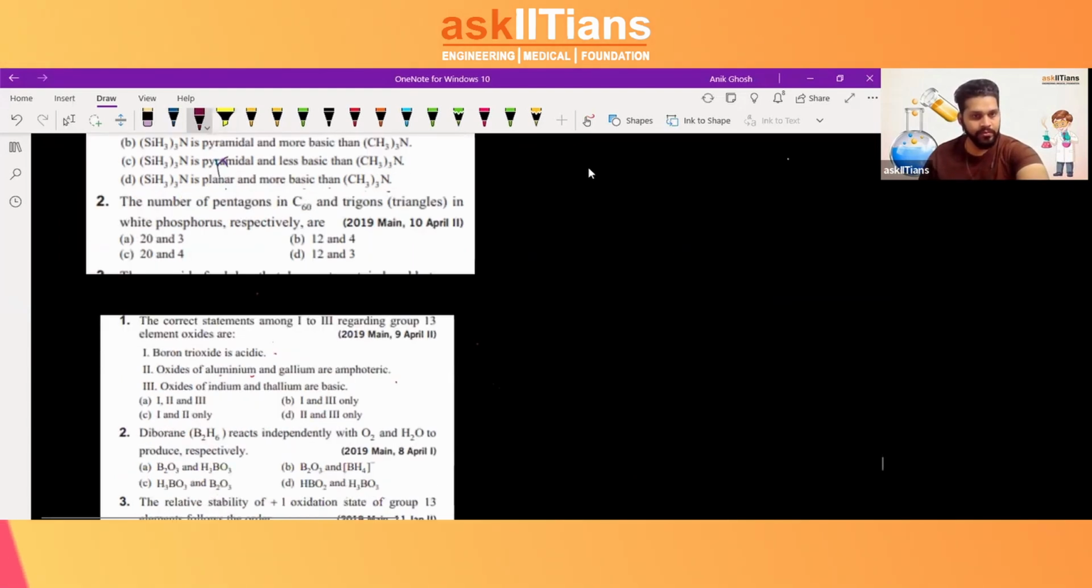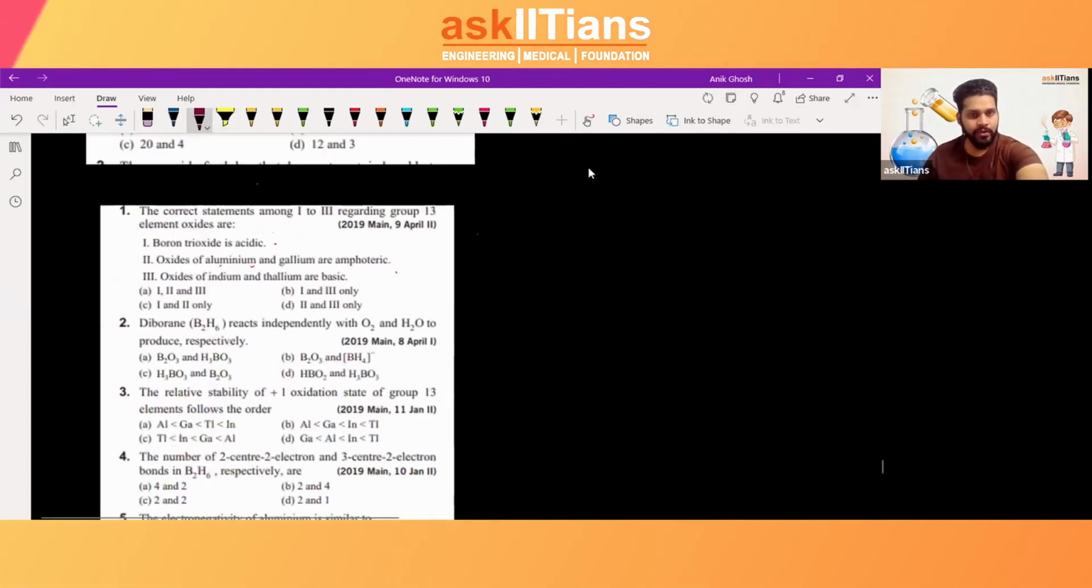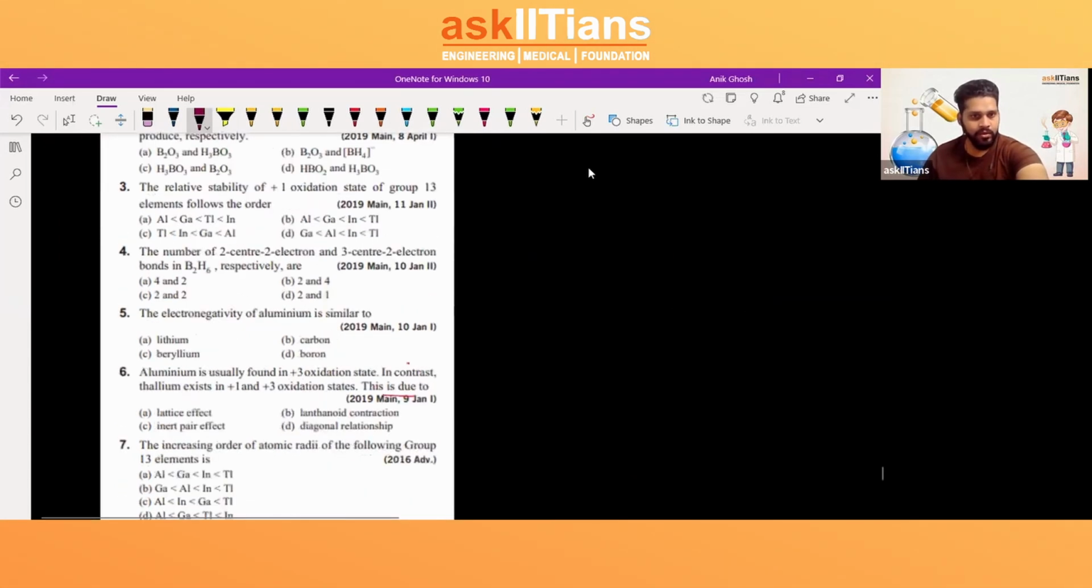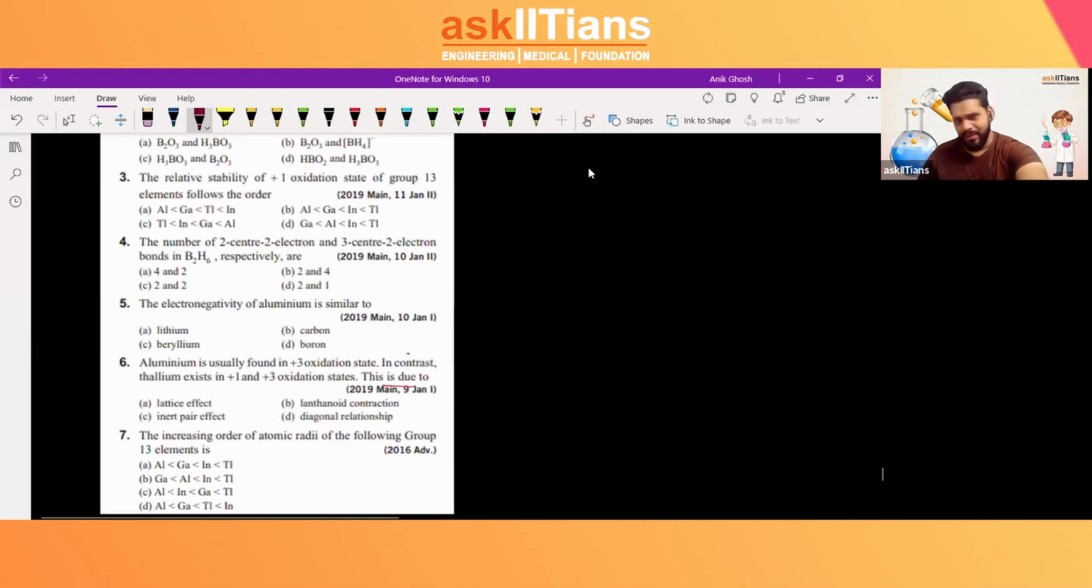Just one second. These are from phosphorus, not from this chapter. This is group 13. Okay, let's just combine it.